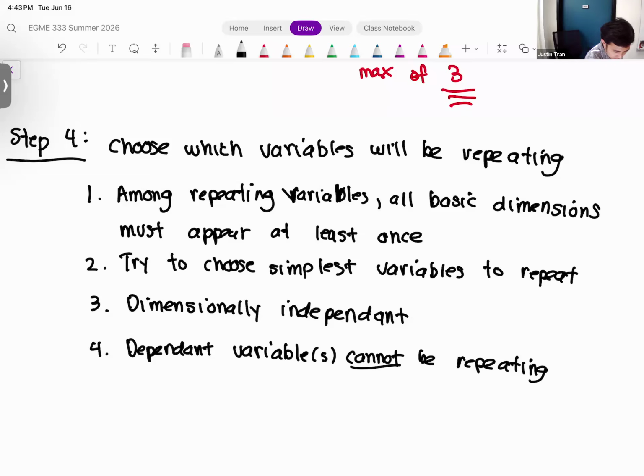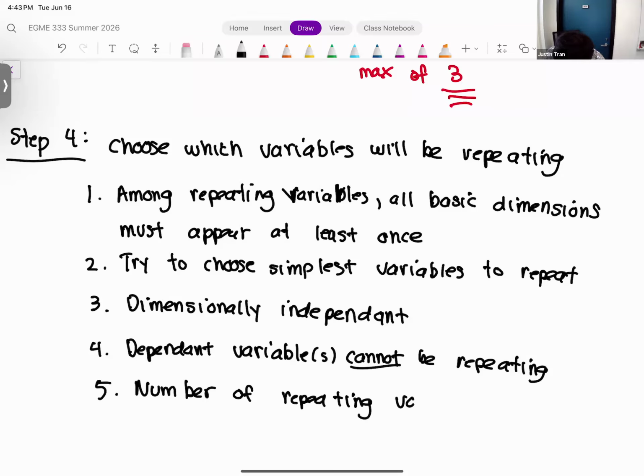Oh, number five, probably the most important one, I forgot. The number of repeating variables is equal to R, which means you're going to have three in most cases. Because you're going to have all three dimensions represented, you should have three repeating variables that are going to show up more than once. So those are the criteria.